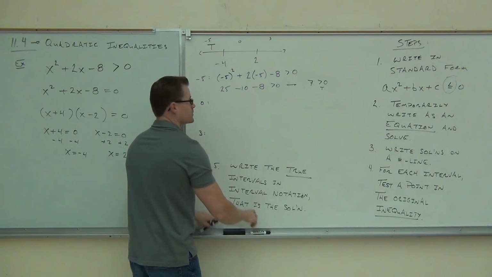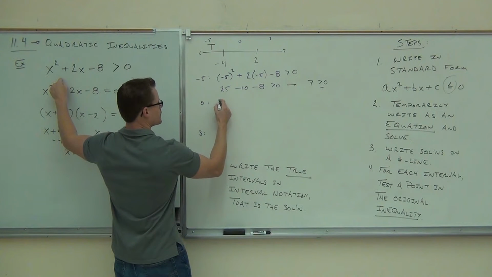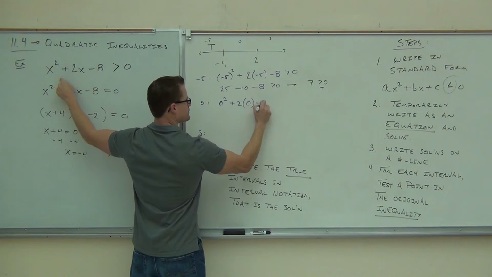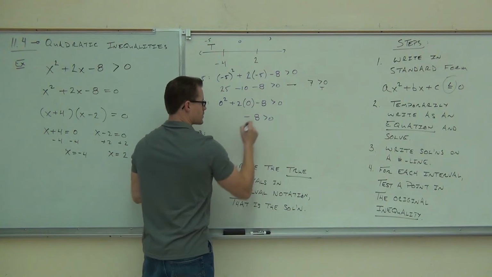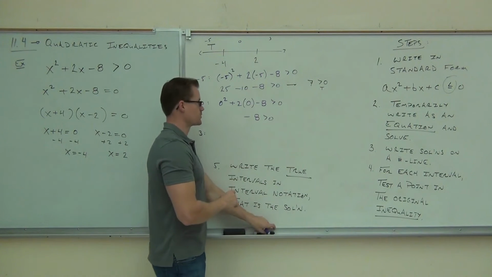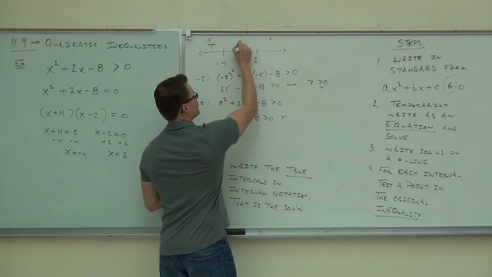So the next one, 0. 0 is the nicest point to check. We can plug this into our original inequality. We'll get 0 squared plus 2 times 0 minus 8. And what this says is negative 8 is greater than 0. Ladies and gentlemen, negative 8 is greater than 0. True or false? What do you think? That's absolutely false. So in this box, you're going to put a false.